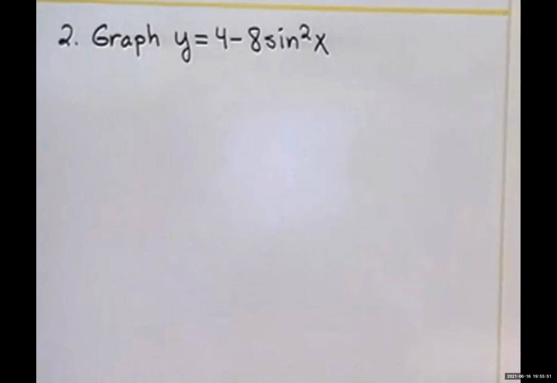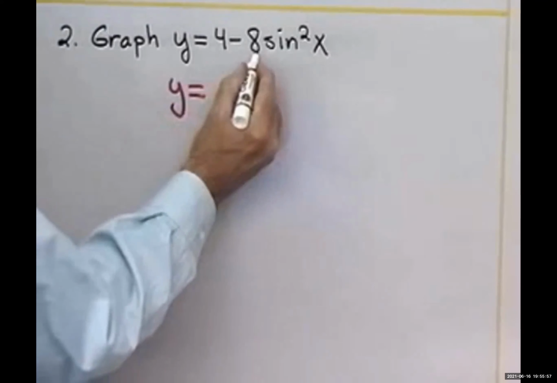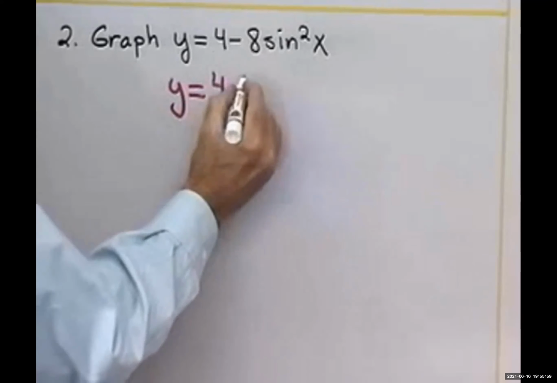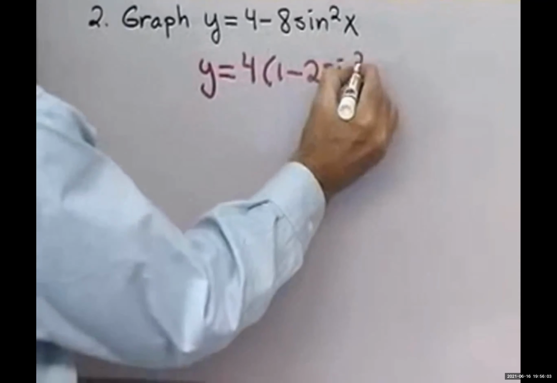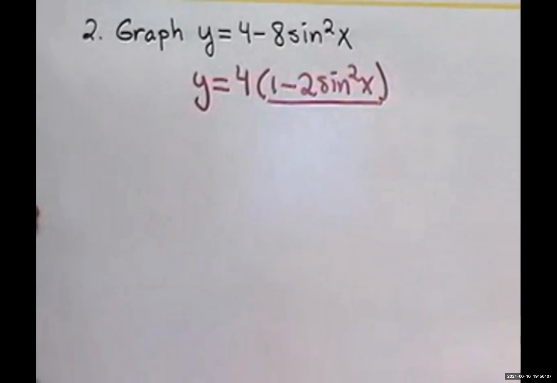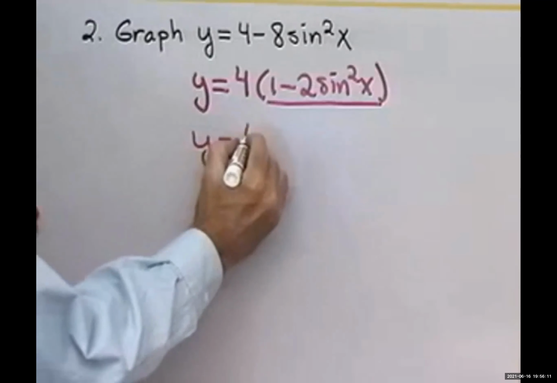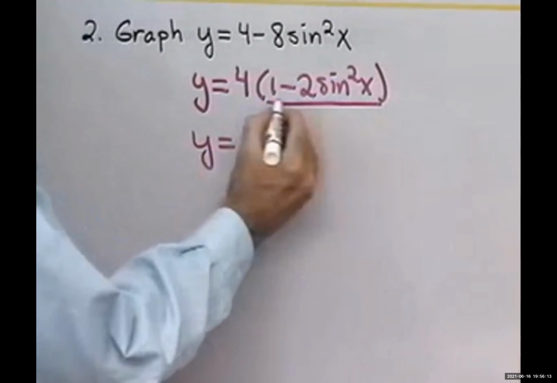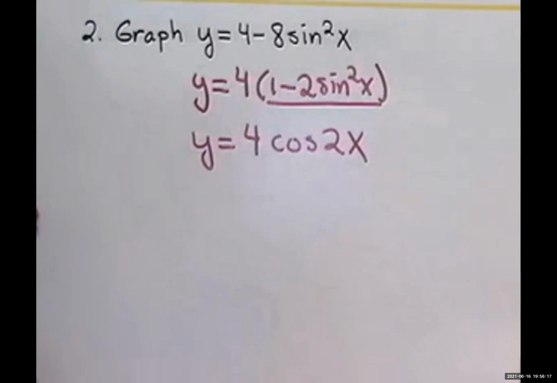Now I want to graph y equals 4 minus 8 sine squared x. Let's start by factoring a 4 out of each term. What's left is 1 minus 2 sine squared x. Then I recognize this as the expanded form of cosine 2x. So I can rewrite this as 4 times cosine of 2x.